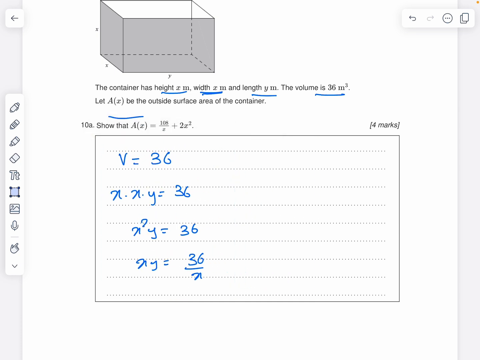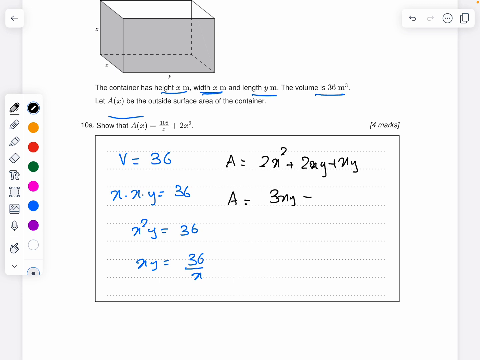We know that on the left side and right side, the area is x square. Front and back, the area will be 2xy. And the base is also xy. So area equals 3xy plus 2x square. That is the reason we found xy. Now I will substitute that xy value, which is 36 upon x, plus 2x square. So which is 108 upon x plus 2x square.